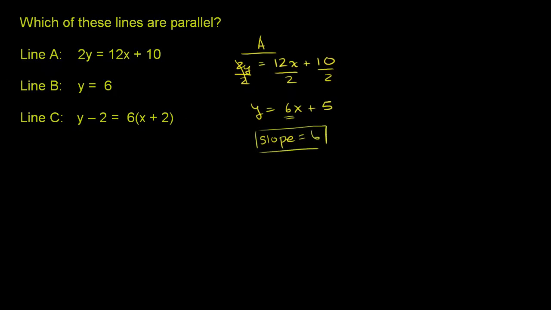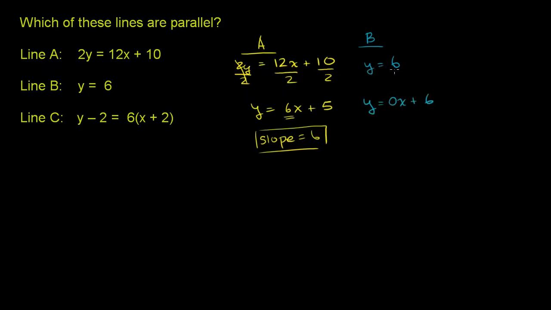Let's try line B. Line B is y is equal to 6. Now you might say, hey, gee, this is a bizarre character. How do I get this into slope-intercept form? Where is the x? And my answer to you is that it already is in slope-intercept form. I could just rewrite it as y is equal to 0x plus 6.